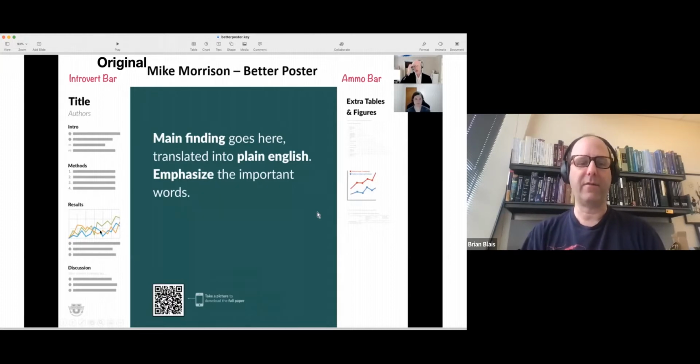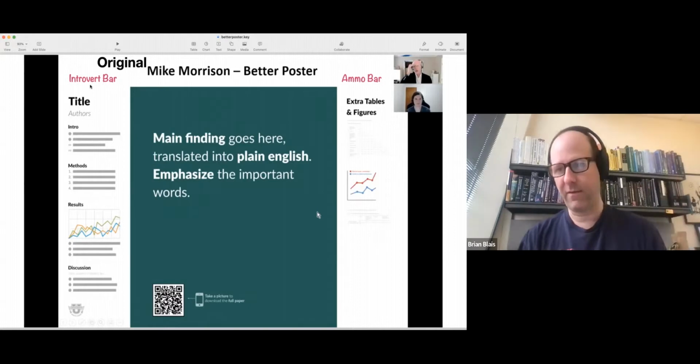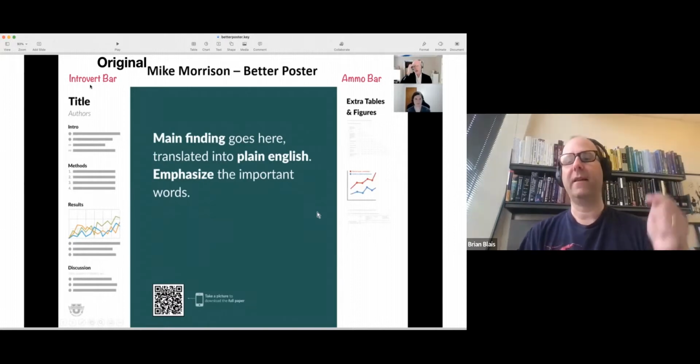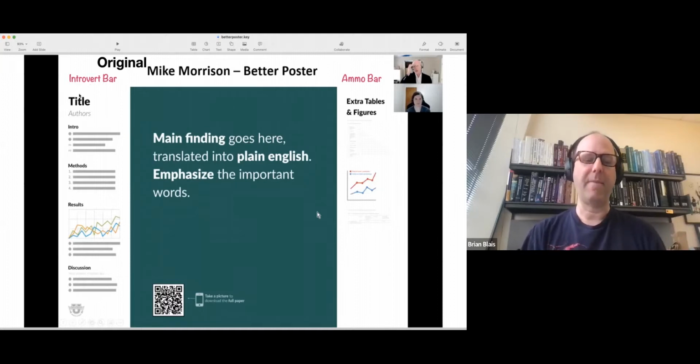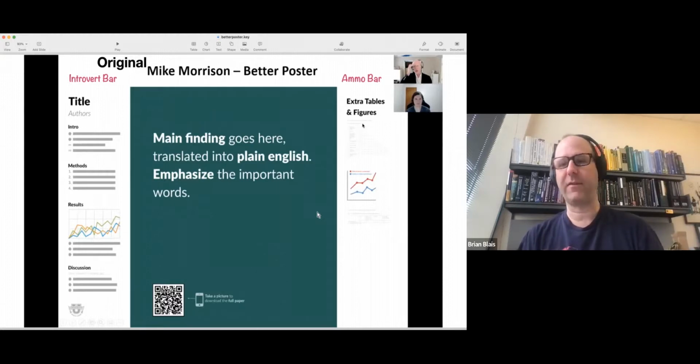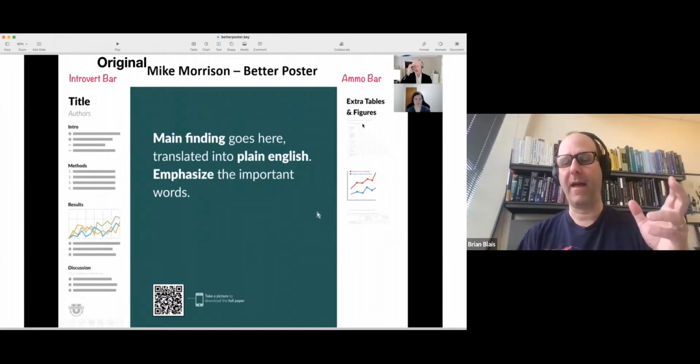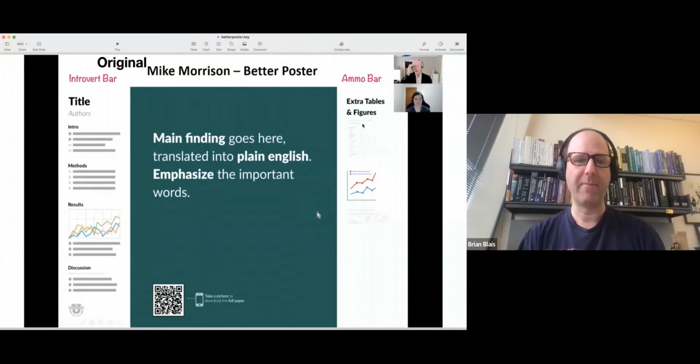that we also have two side columns. One side he calls the introvert bar, which is essentially a summary of everything you've done. It's obviously shortened because it's not taking up as much space, but someone who doesn't want to talk to the person standing there can essentially read and get the whole story. On the other side, what he calls the ammo bar was essentially some of the extra points and tables and bullet points, which is why you call it the ammo bar.